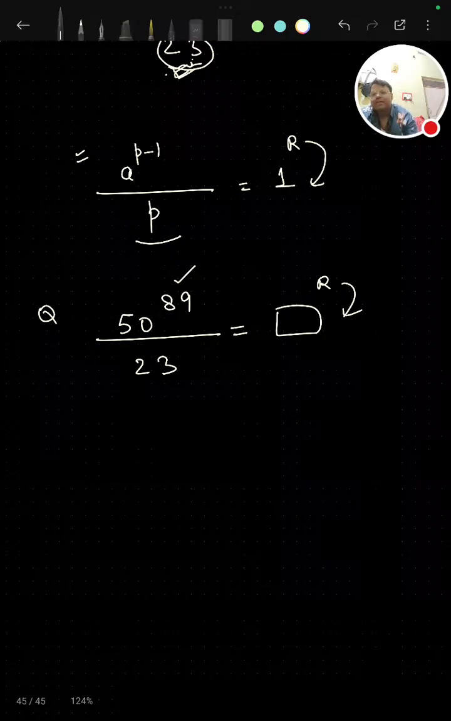Logan, please tell me the answer. You can see that it is 89. According to Fermat's theorem, if it is 23, the power must be 23 minus 1. So the power must be 22. You can break it easily. It is 50 to the power 89, then you can break it into 50 to the power 88 and 50 to the power 1.